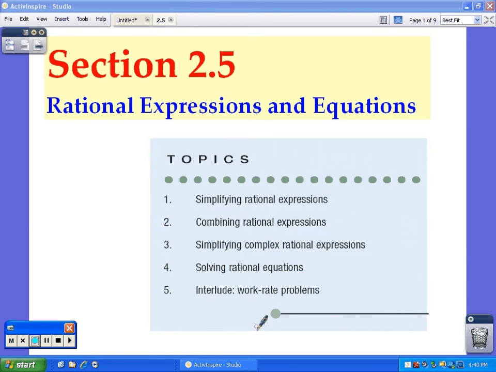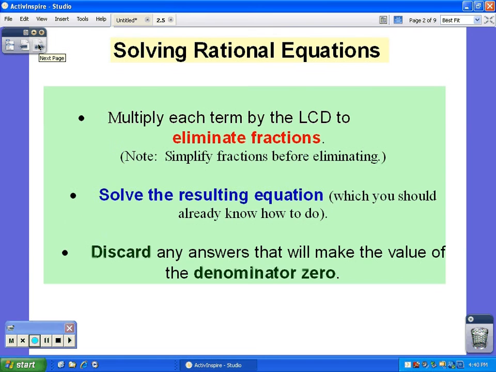Section 2.5 deals with rational expressions and equations, and we're going to concentrate on the equation part. Now remember, the word rational does mean fraction. To solve these rational equations, you do need to get rid of the fraction by multiplying everything by the least common denominator. You do need to solve whatever's left, and then you're going to need to check your answer.